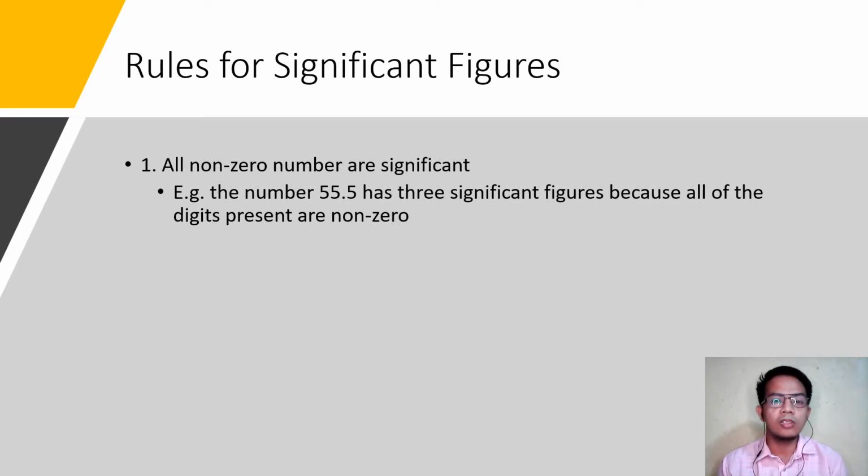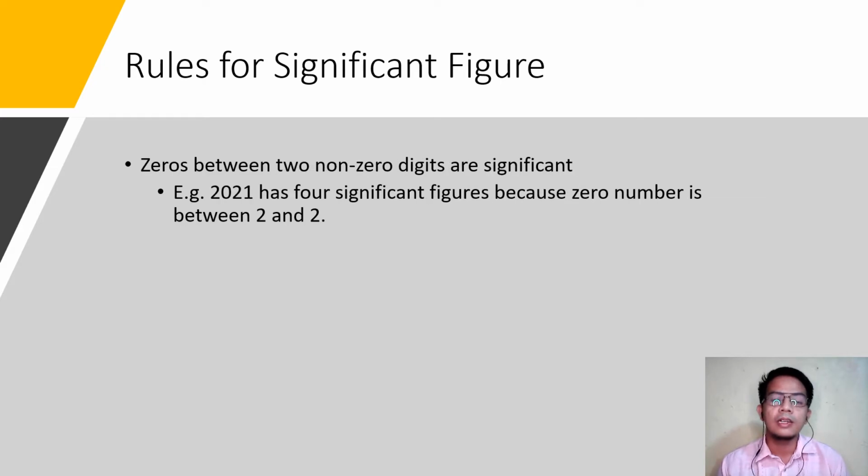So here are the rules for identifying significant figures. Number one, all non-zero numbers are significant. For example, the number 55.5 has three significant figures because all of the digits present are non-zero. Second rule, zeros between two non-zero digits are significant. For example, 2021 has four significant figures because the zero is between 2 and 2.